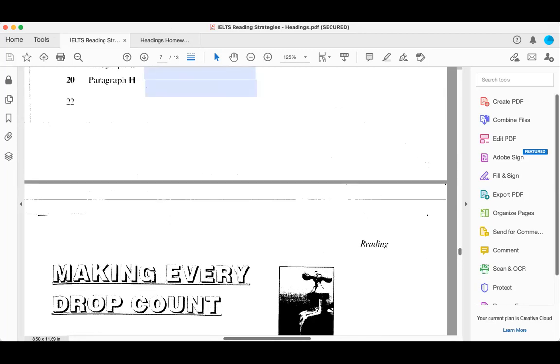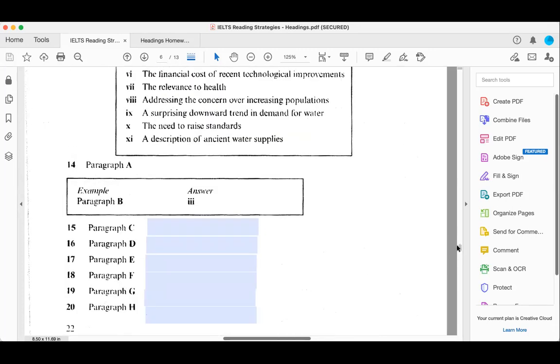So the answer should always be in the text, never in your head. That is number one. The answer should be in the text. I carry on. Description of ancient water supplies. Yes, description of ancient ones.